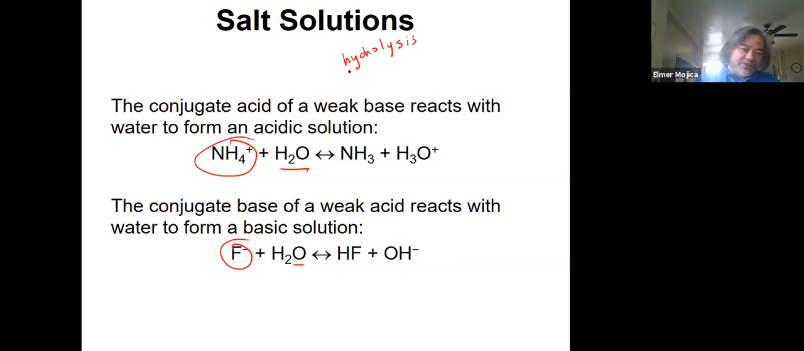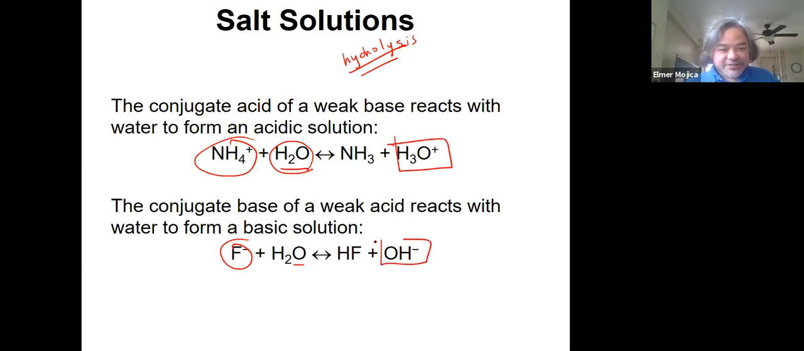So you only hydrolyze when you have a conjugate acid from a weak base or a conjugate base from a weak acid. What does hydrolysis mean? Your ion reacts with water, and what it produces is either an H3O plus or a hydroxide ion. And that predicts what will be the acidity of your salt solution.